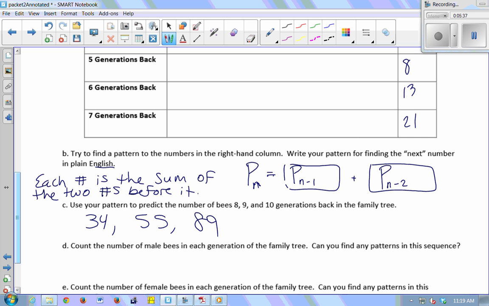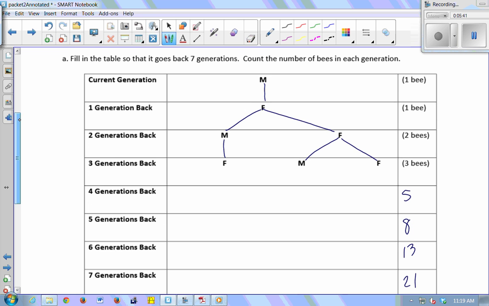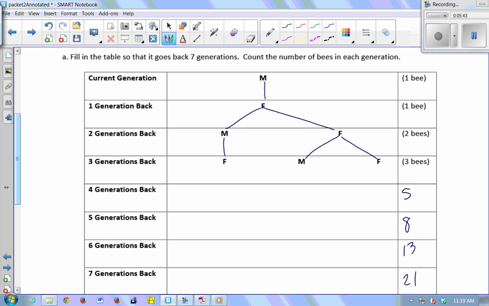All right, so now if you just count the number of male bees in each generation, let's see what kind of sequence we get here. We'll put number of males in another column right here. I have 1 here. How many 1 generation back? 0. Okay, and then how many 2 generations back? 1, and then 1 in 3 generations back. How many were there 4 generations back? 2, and then 3, 5, 8. We get the same pattern.